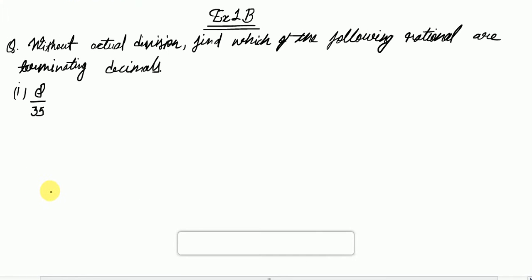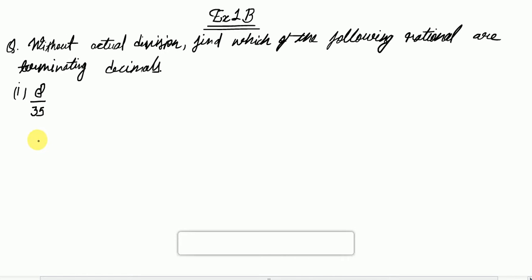Today we are solving the numericals of exercise 1B of the real numbers chapter of class 9th math. Okay. So, without actual division, find which of the following rationals are terminating decimals. ये हमें बताना है. And 8 by 35, this is given, and is this terminating or not, without actual division we find.